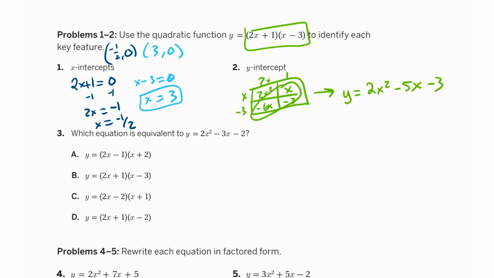With that, to find the y-intercept, I plug in 0 for x. This becomes 0, this becomes 0. I'm left with my y-intercept of 0 comma negative 3.